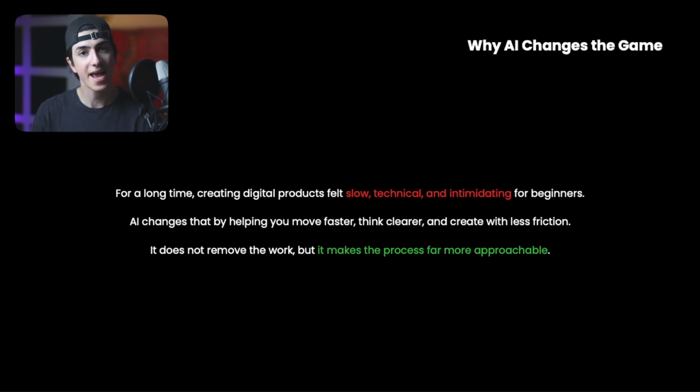So, why does AI make this easier for beginners? Let's go. AI, again, is a complete game changer in the digital product game. For a long time, creating these products felt slow, technical, and intimidating for beginners. I can guarantee you that the digital product you will create, distribute, and market in this class would have taken at least 6 months to do 5 years ago, right? And AI changes that by helping you move faster, think clearer, and create with less friction.